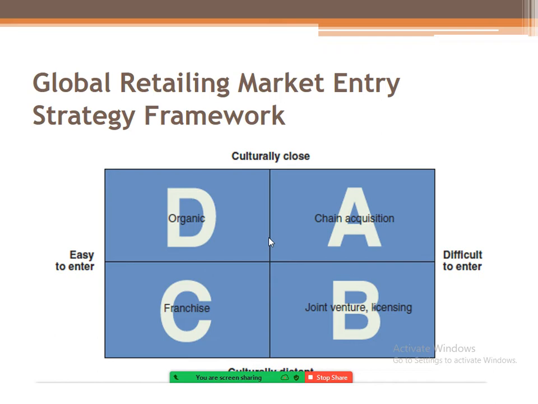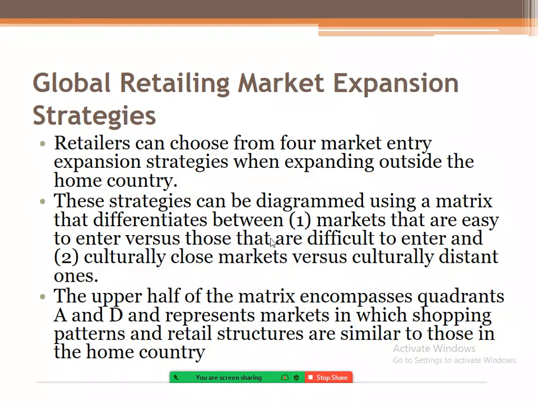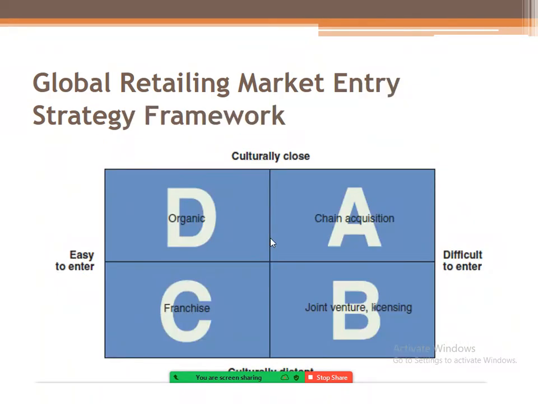And in quadrants C and D at the left-hand side, any barriers that exist are relatively easy to overcome. So the four entry strategies indicated by the matrix are organic growth, franchising, chain acquisition, and joint venture and licensing. So we'll talk about these four one by one. First, we'll start with organic growth. So the first quadrant, that is the D quadrant, organic growth.